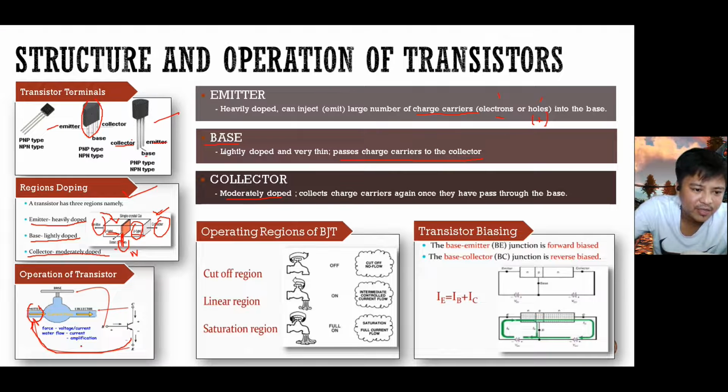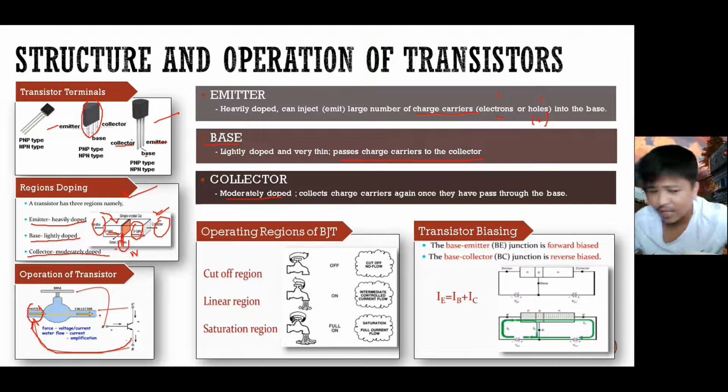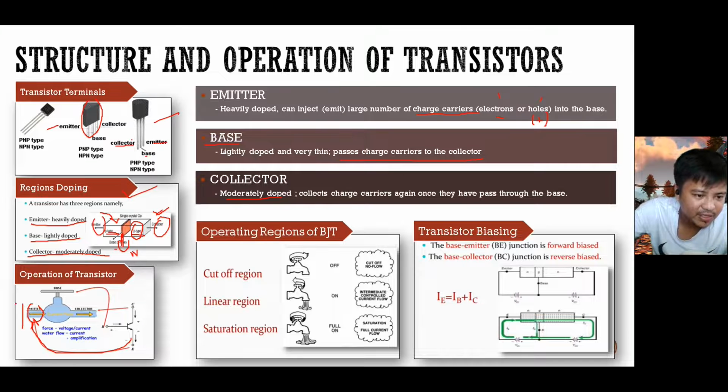So by analogy, we are using the analogy of the gripo, our water faucet or water supply, for the use of these regions and terminals. So we have here the main supply which passes to the emitter, and we have here the base which controls the flow, and the collector which is the final output. So basically, this is the analogy of the use and function of a transistor.